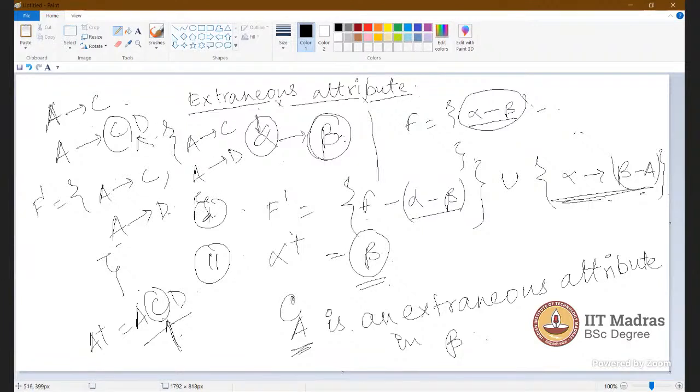Sir, CD is beta here, no? Not only C. Yeah, I got you. We check for C, but CD is beta. Okay, I said it wrongly. If the A closure contains all of beta, then we can say that A is an extraneous attribute. So is it clear, everyone? That is how to find the extraneous attribute on the left hand side and the right hand side. If we have an extraneous attribute in beta, we are going to consider F dash for the closure. Okay, sir.